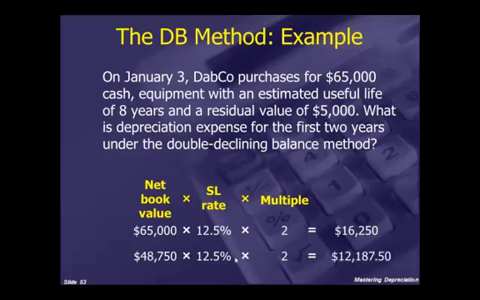This is an accelerated method, so the depreciation starts high, higher than straight line, and tapers down. So this one's 12,187.50. Take note, are you supposed to round it to the nearest cent or round it to the nearest dollar? If you had to round this to the nearest dollar, it would be $12,188.